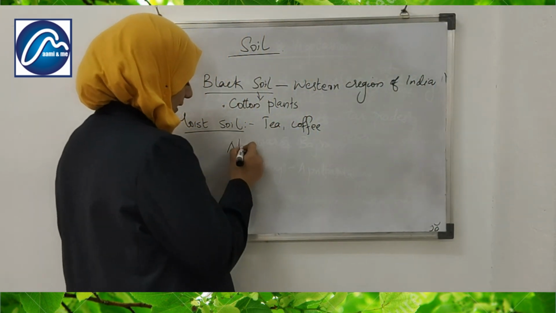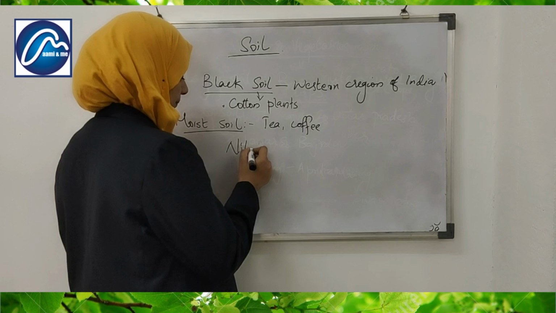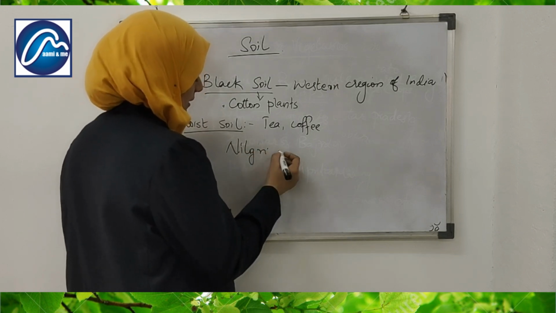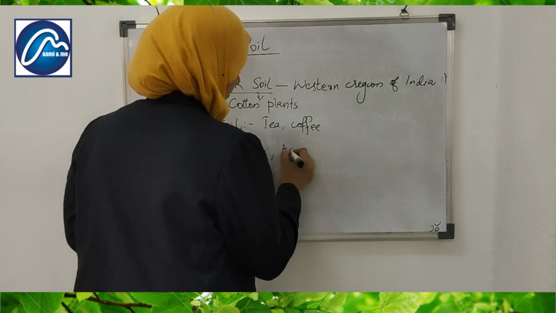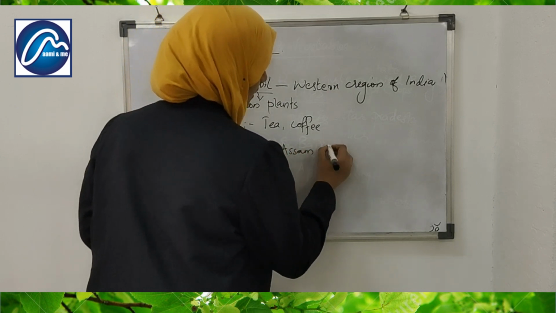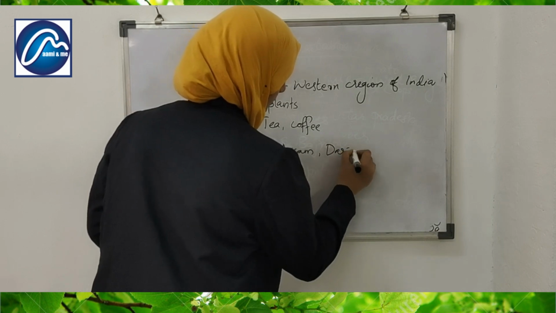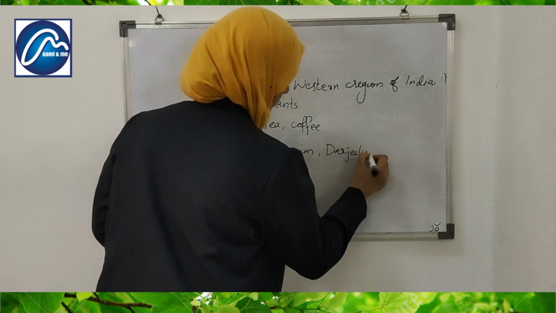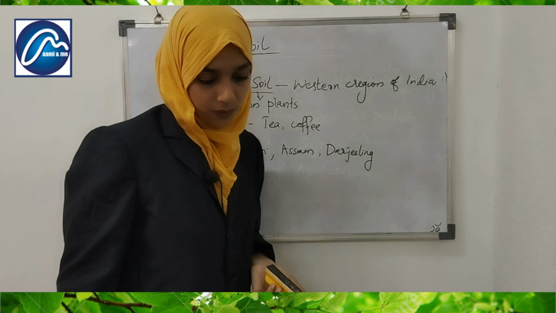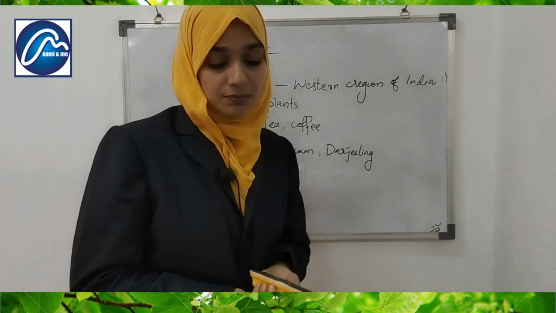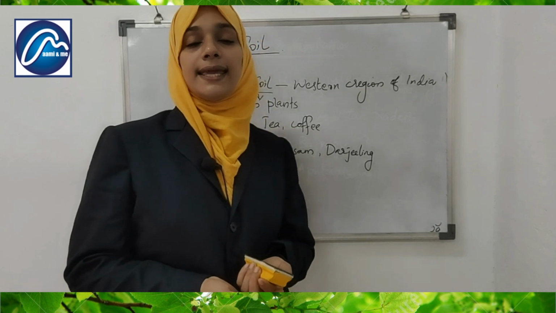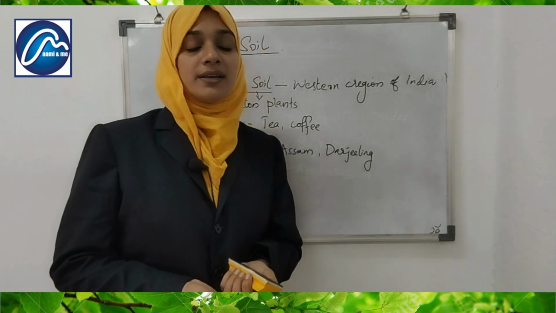Where is Nilgiri? Nilgiri means Ooty, Tamil Nadu. Nilgiri, Assam, Darjeeling. Moist soil is mostly found in Assam, Nilgiri, Darjeeling. Tea needs the most moist soil for its growth. Usually hilly areas have moist soil.